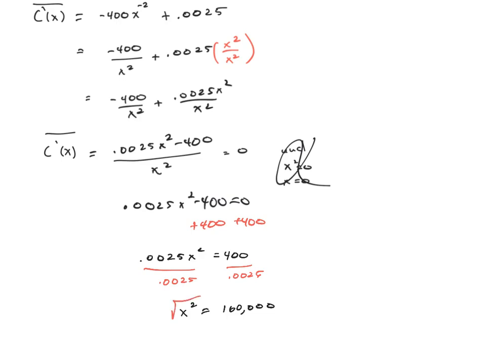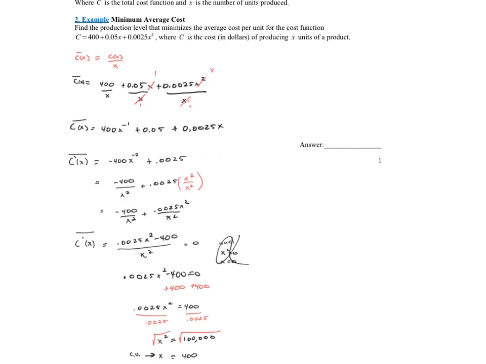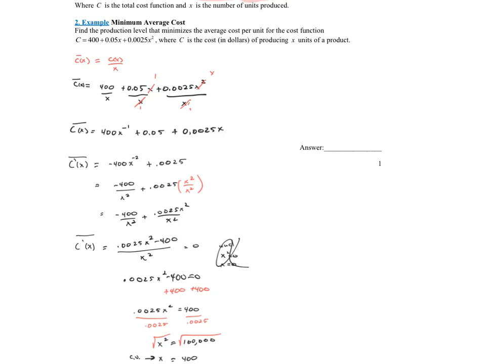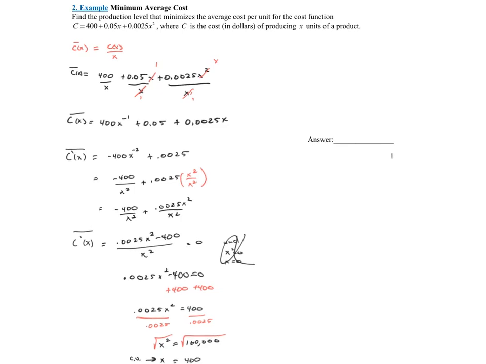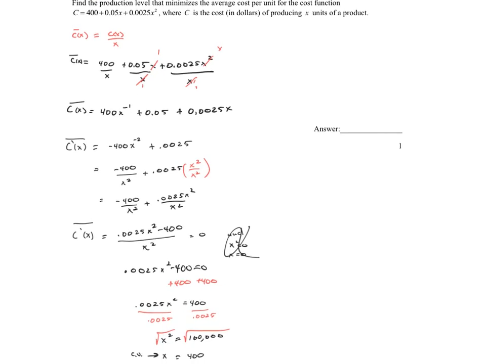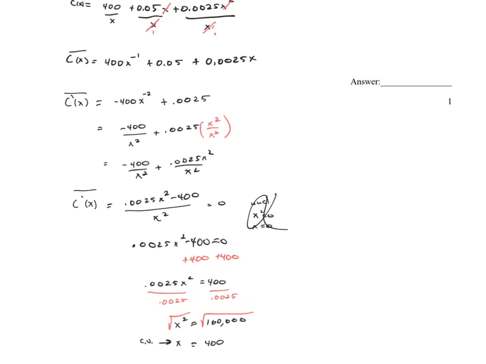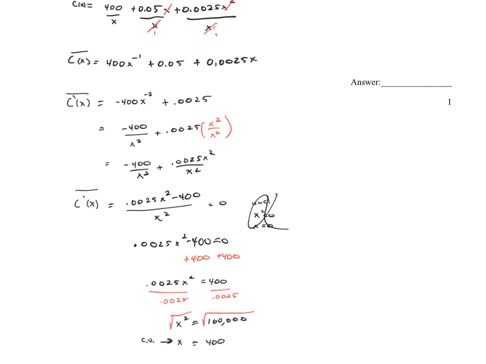I take the square roots of both sides. Usually I have to remember plus or minus, but negative means nothing to me here. So I get x equals, well, the square root of 160,000 is 400. So that's my critical value right there, the only critical value I have. I need to test to verify: is this a maximum or a minimum? The way that I do that is I can either use the first derivative test or the second derivative test. Since this one is a fraction, I might want to use the first derivative test. That's totally up to you.